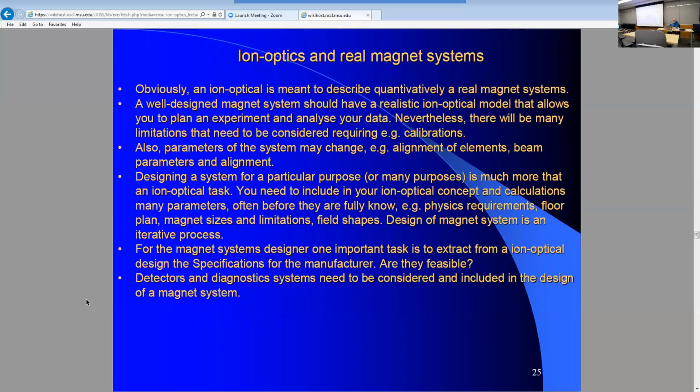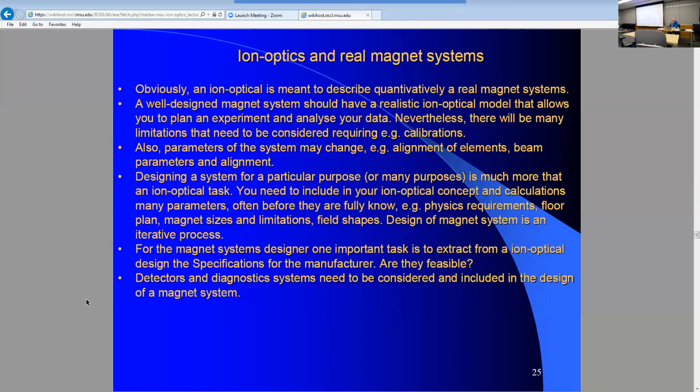The ion optics: what is the relationship between the ion optics and the real magnet system? Obviously, an ion optical model is meant to describe quantitatively a real magnet system. A well-designed magnet system should have a realistic ion optical model that allows you to plan an experiment and analyze your data. Nevertheless, there will be many limitations that need to be considered and that still require calibrations of your system. So there's some practical aspect in the commissioning which the code, even if it's as realistic as possible, cannot provide you.